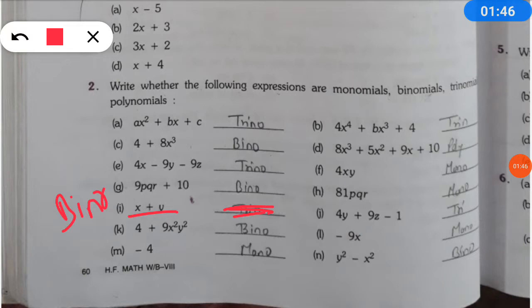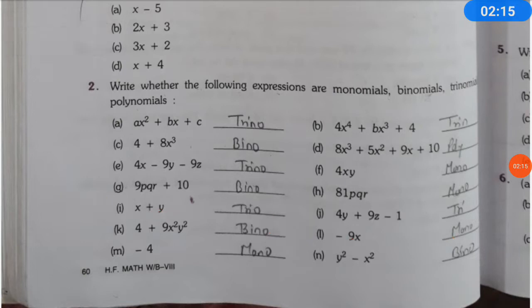Okay, then next, here I think I had written like this. So here 4 plus 9xy square is a binomial term, minus 4 is a monomial term, y square minus x square is a binomial term, minus 9x is a monomial term. Okay, so in this way you have to consider. As you know, 2 terms means a binomial, single term means a monomial, 3 terms means a trinomial, and more than 3 terms will be considered a polynomial. Clear to everyone? So which will be the polynomial over here? The D part will be considered as the polynomial.